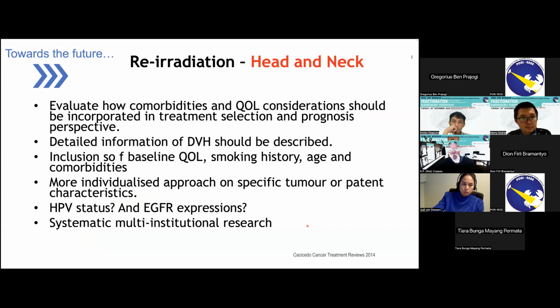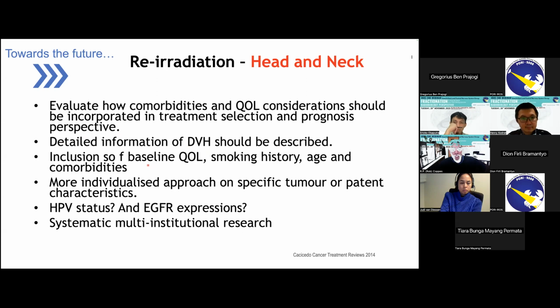So how can we proceed with that in the future? Data and better ways to do this. So we need to evaluate how comorbidities and quality of life considerations should be incorporated in the treatment selection and prognostic perspective of these patients. We should know detailed information of the deviations that are described from the first irradiation and of course from the second.